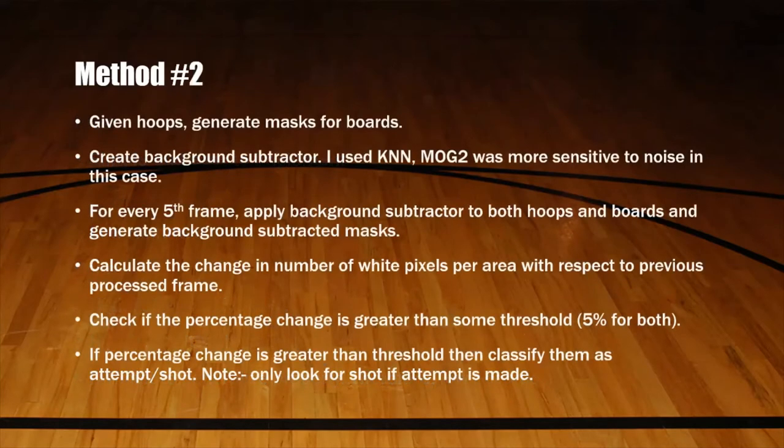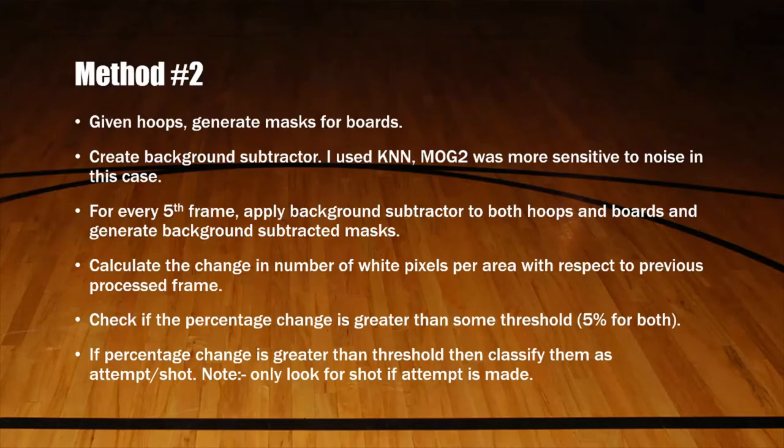So to overcome method one, we are going to our method two. So what's going on in method two? The first step is same. We get the coordinates of the hoop, we generate mask for board. But instead of doing thresholding, we do background subtraction. So let me just give you some hint on how background subtraction works, or what it is.